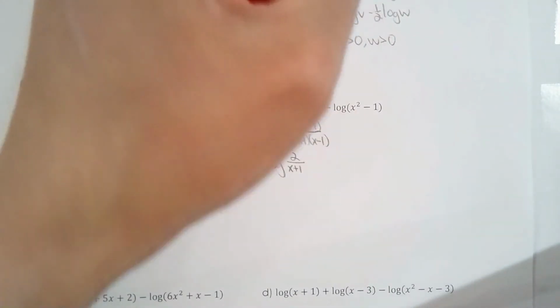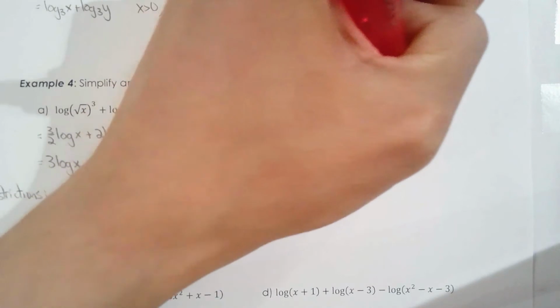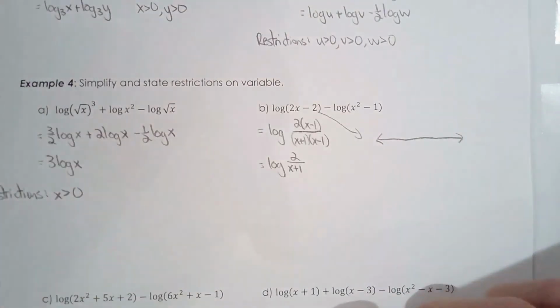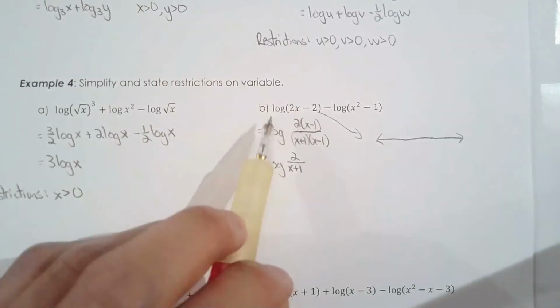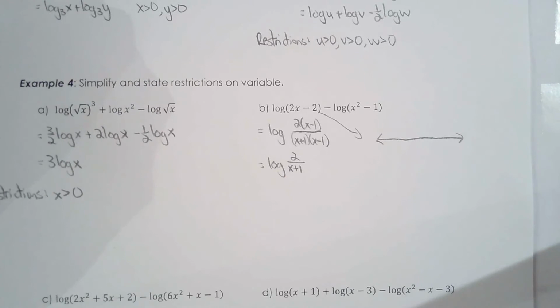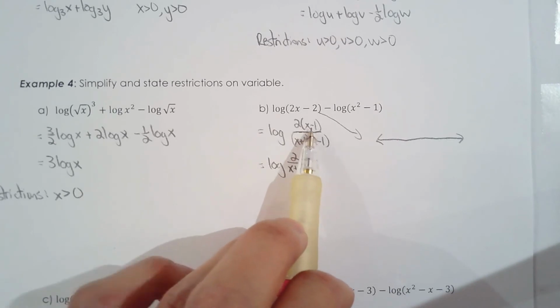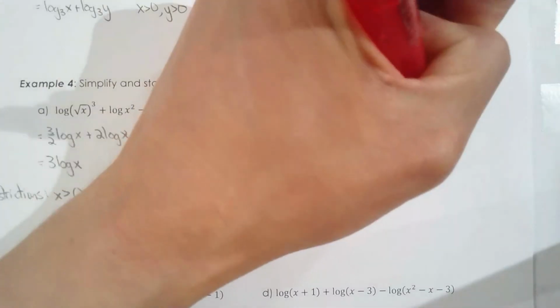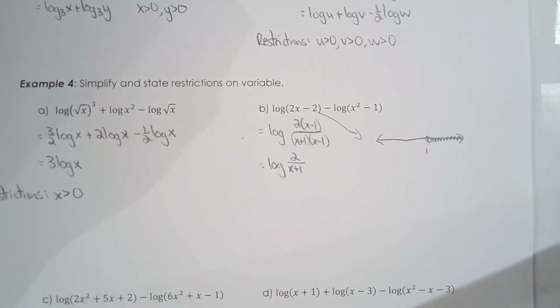For the argument of 2x minus 2, I'm going to draw a number line, and I'll explain why in a second. I'm going to use this number line to show when 2x minus 2 is positive. So you want the factor x minus 1 to be positive. That's pretty easy. x minus 1 is positive when x is greater than 1.